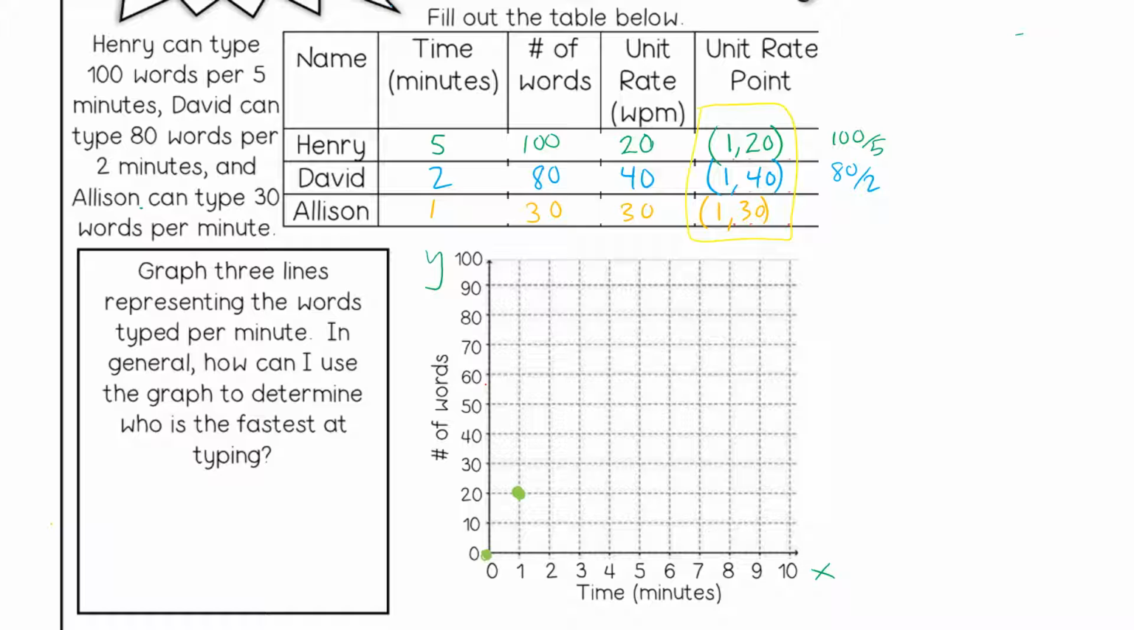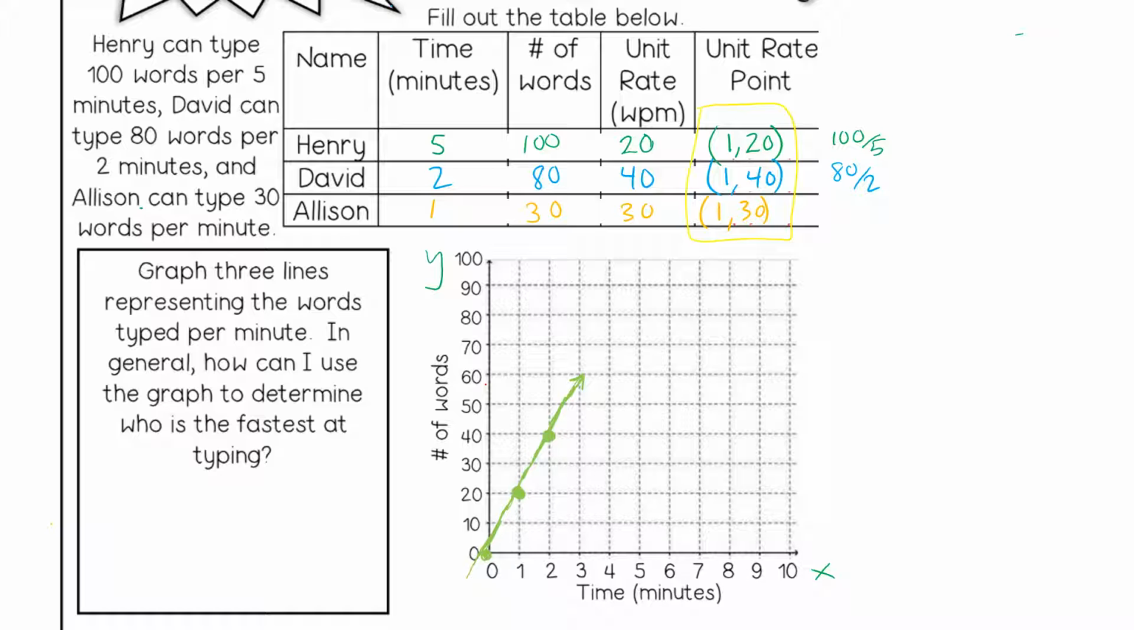So I'm going to repeat this. He can do 20 words per minute. He can do 40 words in 2 minutes. So this proportional relationship looks like this. So you're going to draw that on your graph. Something like that. There we go.